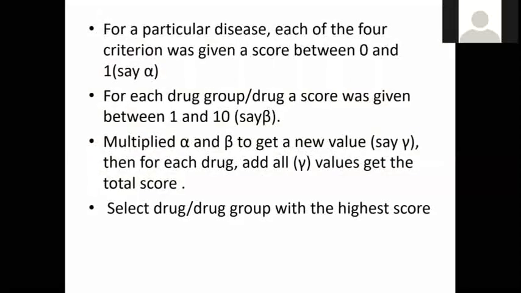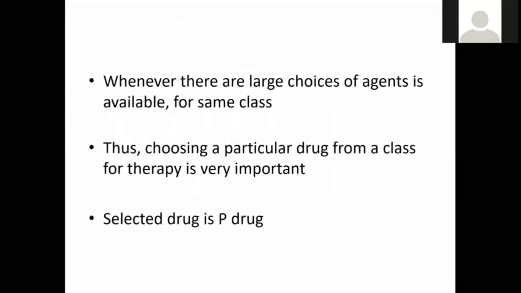So for a particular disease, each criterion was given a score between 0 and 1, say alpha. And for each drug, a score was given between 1 to 10, say beta. Multiply alpha and beta to get a new value, gamma. Then for each drug, add all the gamma values to get the total score. So select the drug in the drug group with the highest score. That is the P drug.